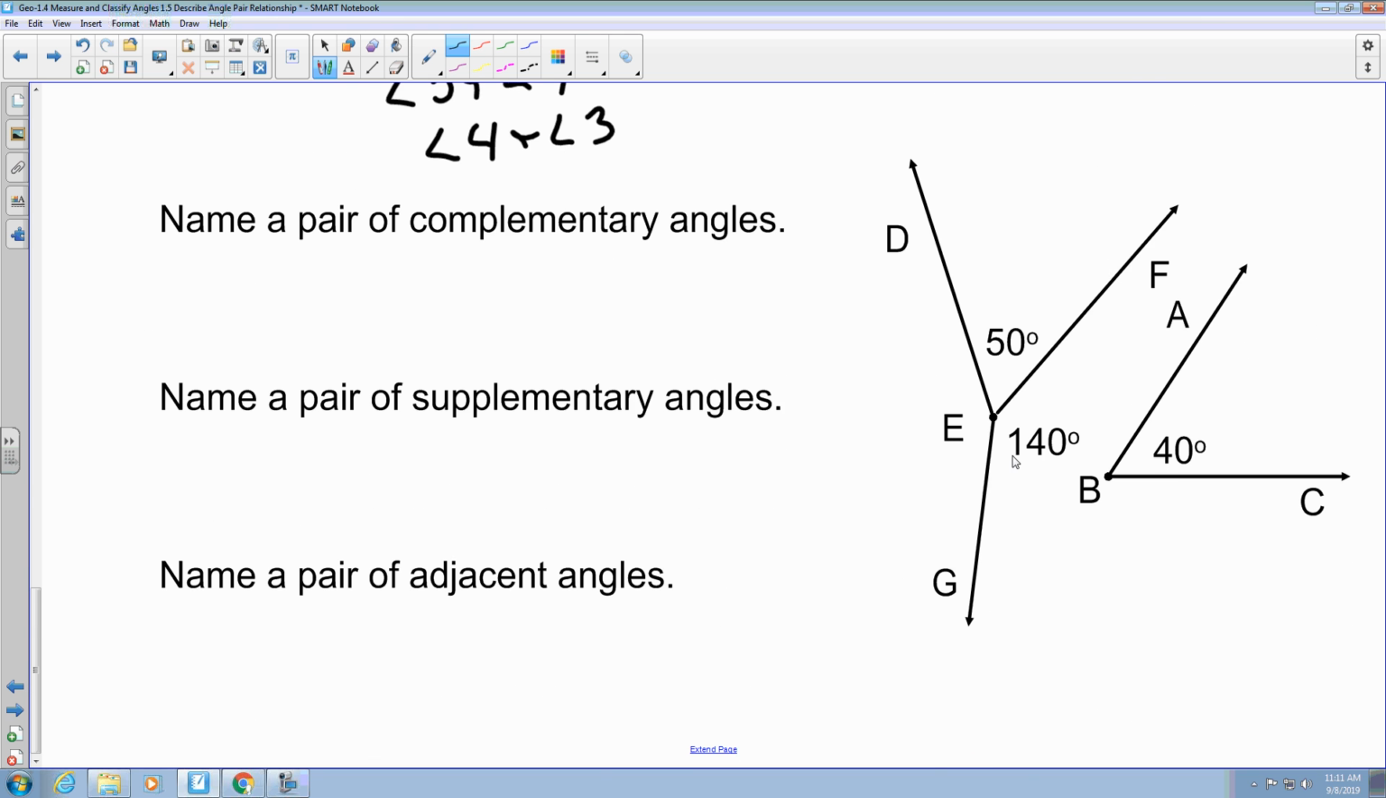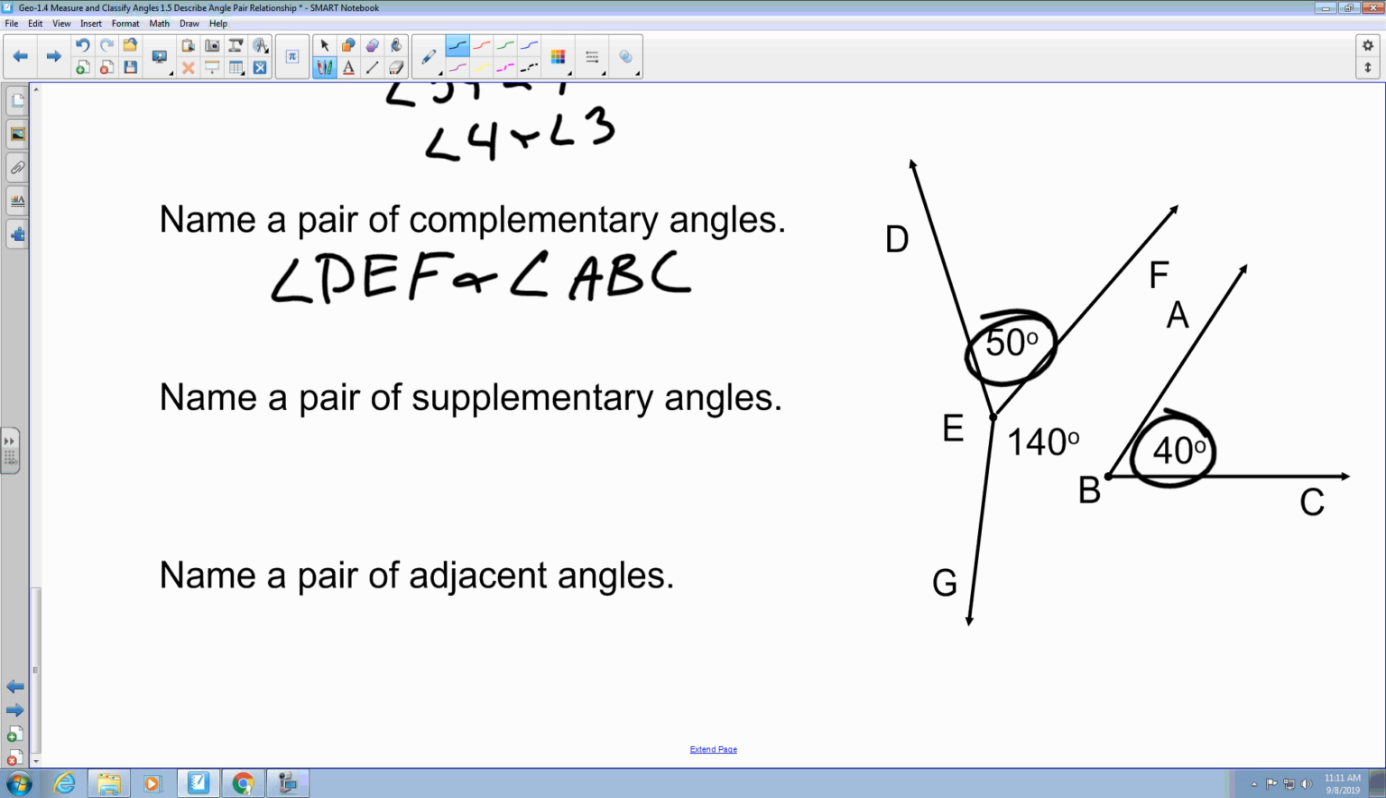Okay. So now, these questions pertain to this diagram here. We have a series of endpoints with angle measures attached to them. They want us to name a pair of complementary angles. I see I have 40 and 50, that adds up to 90. So I can say that angle DEF and angle ABC are complementary.